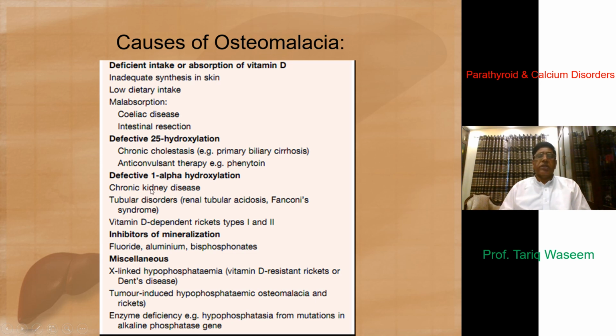1-alpha-hydroxylation takes place in the kidneys, so kidney disorders can be responsible for that. Interaction with fluorides, aluminum, and bisphosphonates leads on to inhibition of mineralization, and similarly some inherited disorders may be responsible for that.